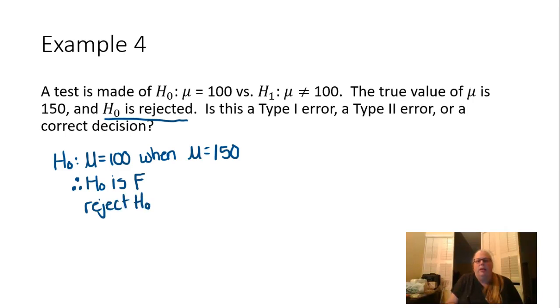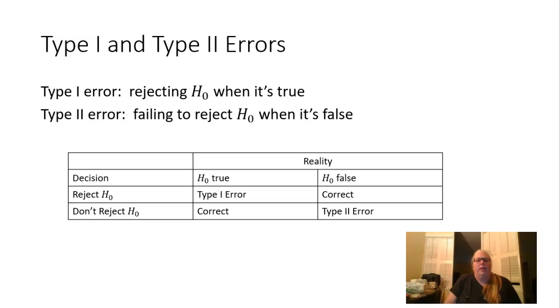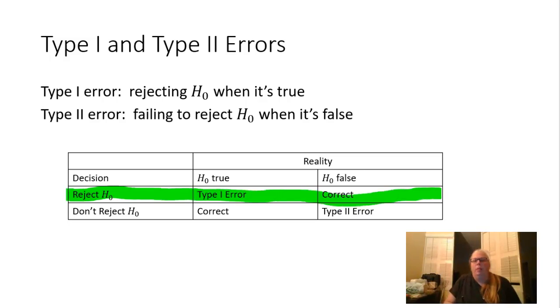All right, let's take a look at the chart and see if we made a type 1 error, a type 2 error, or a correct decision. Okay, so our decision right here was to reject the null hypothesis. And we said that the null hypothesis was actually false, which means we made the correct decision.